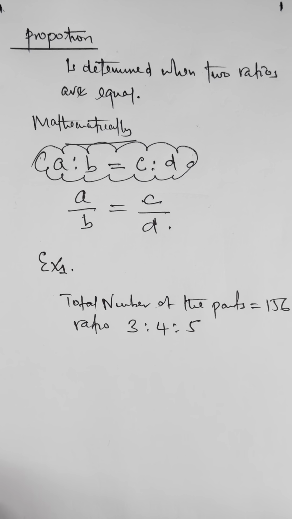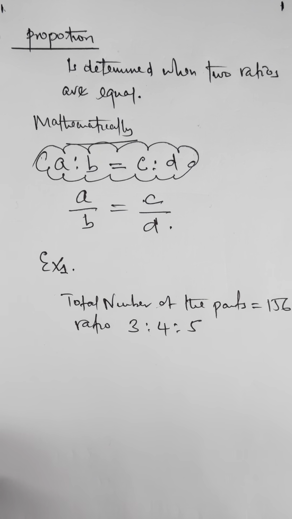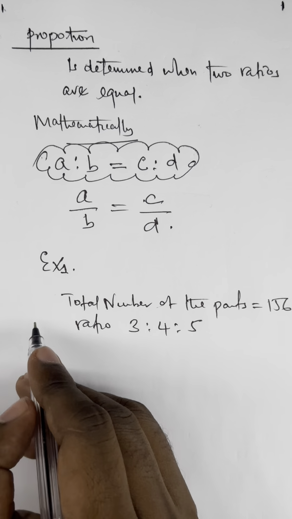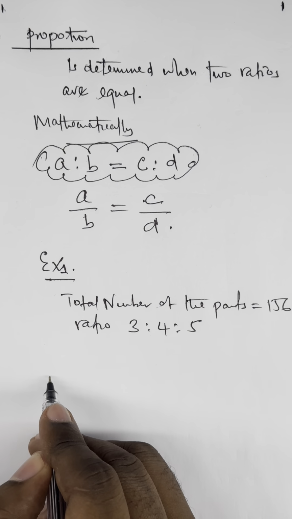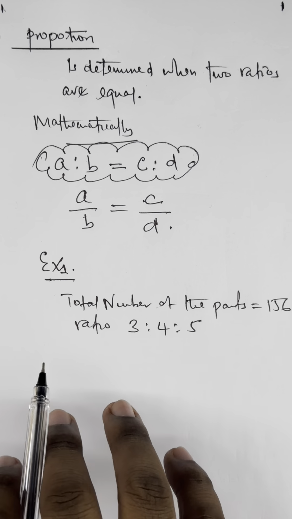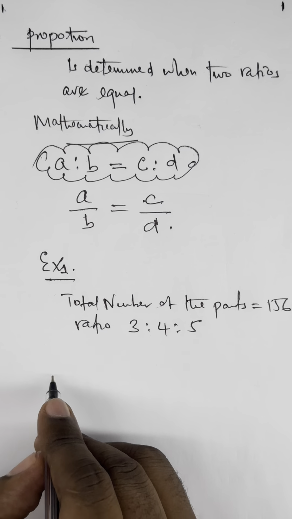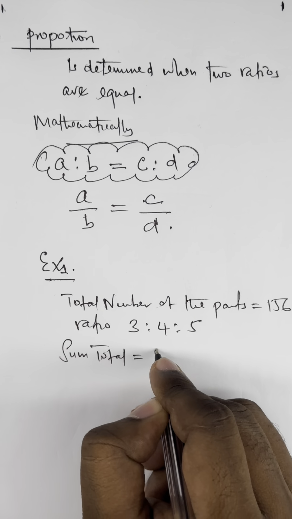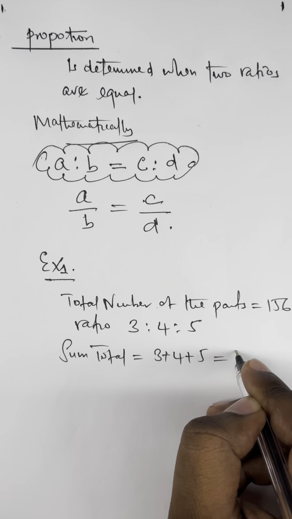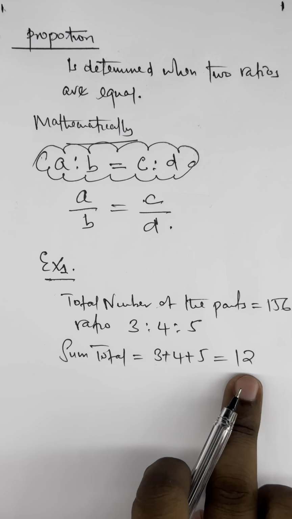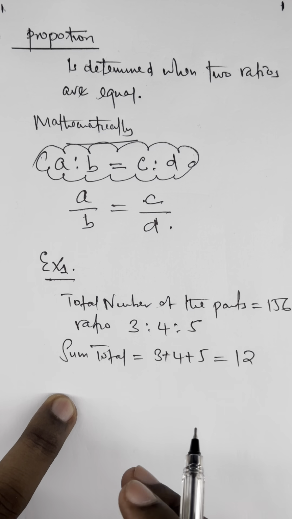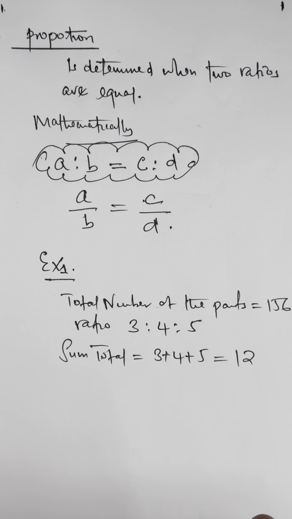Now you need to find the proportional parts of this whole, which is 156. Are we together? The first thing you have to do is find the sum total of the terms of the ratio. So the sum total will be 3 add 4 add 5, which equals 12. After getting the sum total of the ratio, now you can get the parts of a proportion from the ratio.